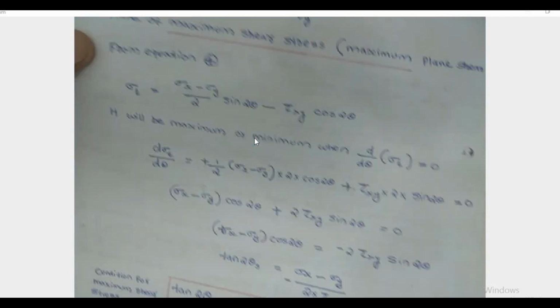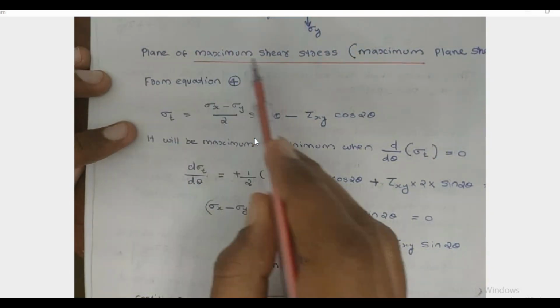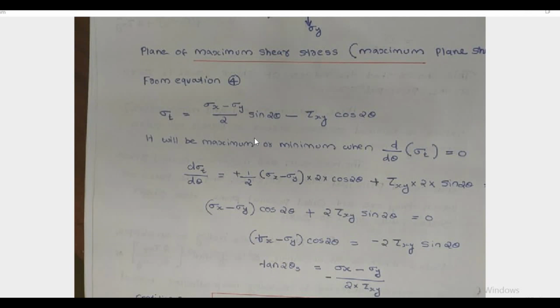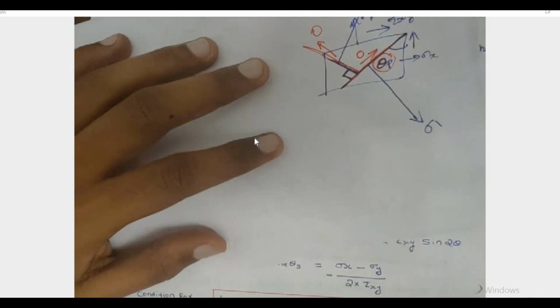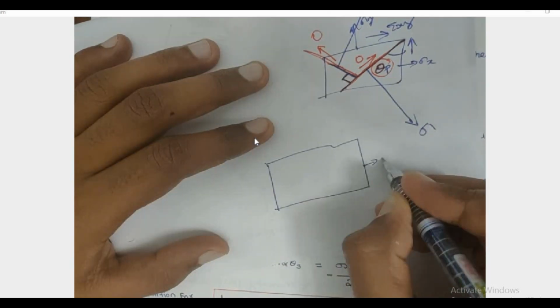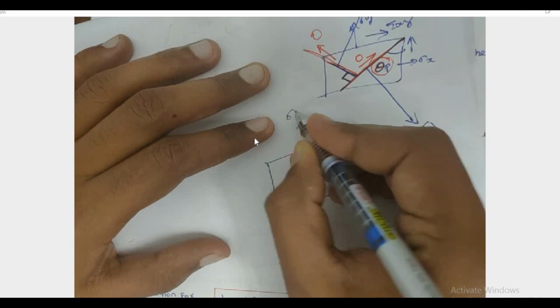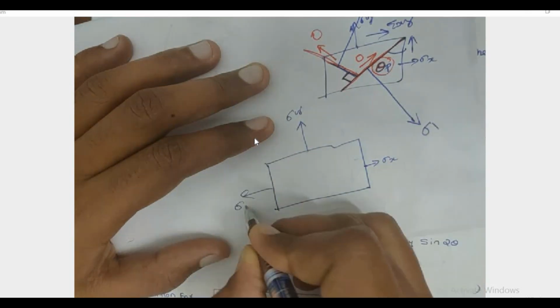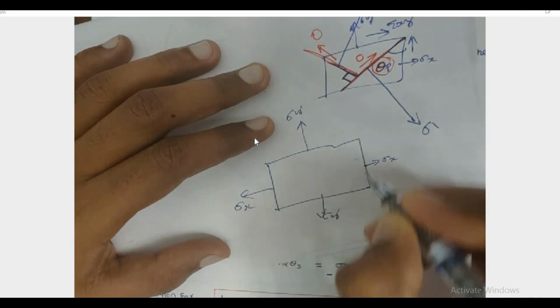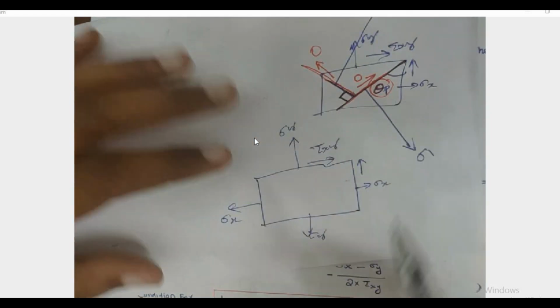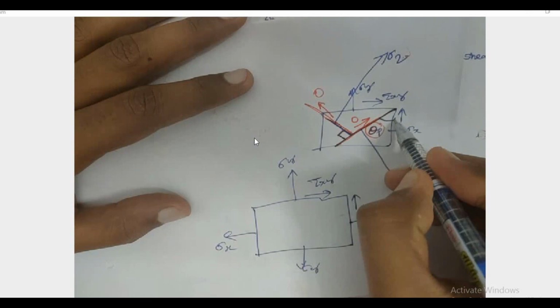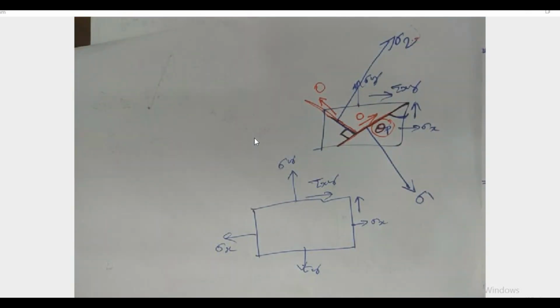Then the next step is calculation of the plane of maximum shear stress. Calculate the plane of maximum shear stress. Initially we know these three values: sigma x, sigma y, tau xy. So this is our principal plane, that is at an angle theta p with the vertical.